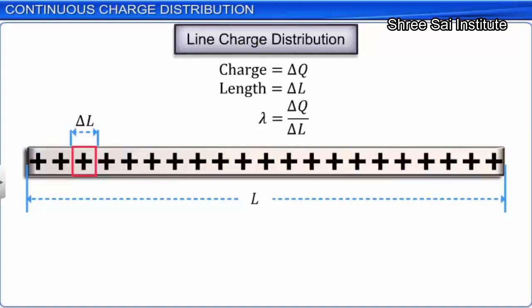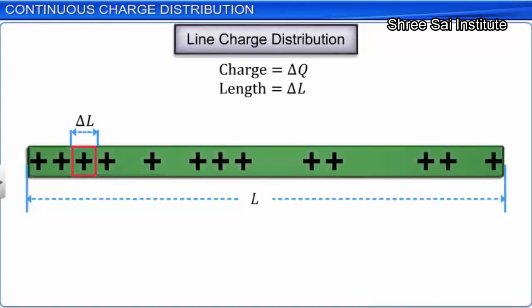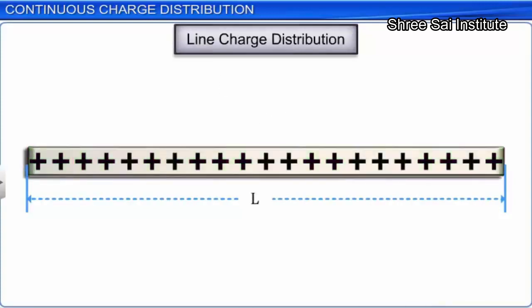If a line charge distribution is carrying a non-uniformly distributed charge, then its linear charge density lambda for an individual element is equal to delta Q by delta L. If a conductor of length L is carrying a uniformly distributed charge Q, then its linear charge density lambda is equal to Q by L.